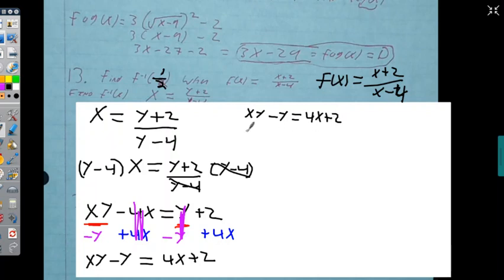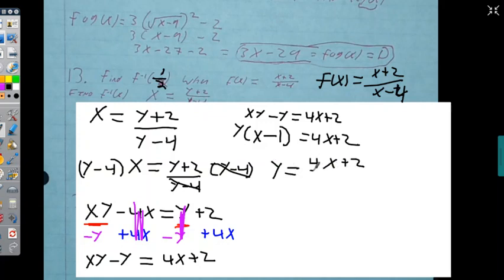All right, what are we going to factor out now? Factor out that y on the left. What's left? Right, because xy divided by y is x, and negative y divided by y is negative 1. Because that's what we're doing here. By taking out that y, we're dividing each term by y. Equals 4x plus 2. The last step to isolate y is to divide each side by x minus 1. So y is equal to 4x plus 2 over x minus 1.